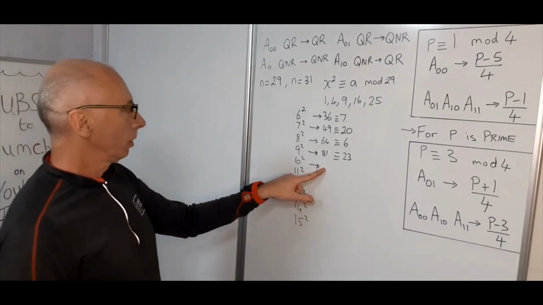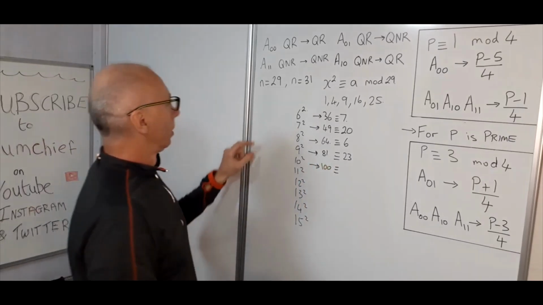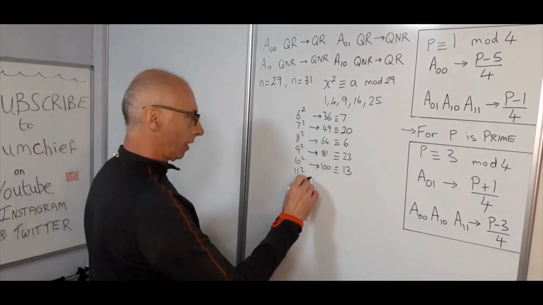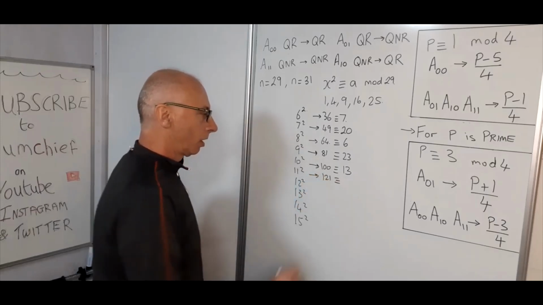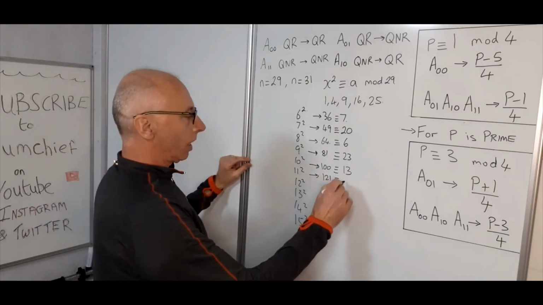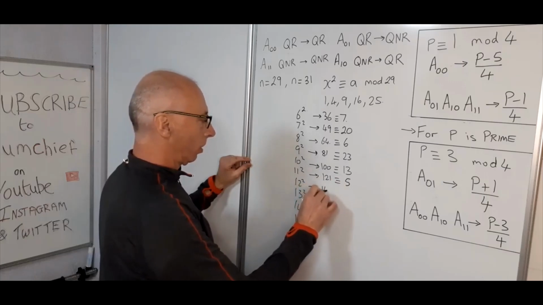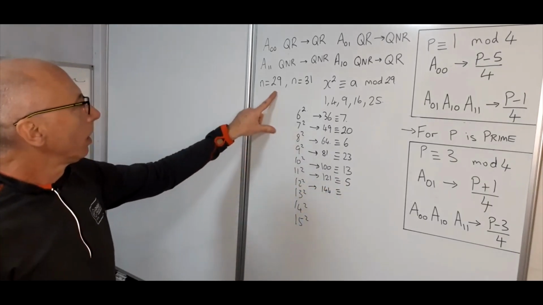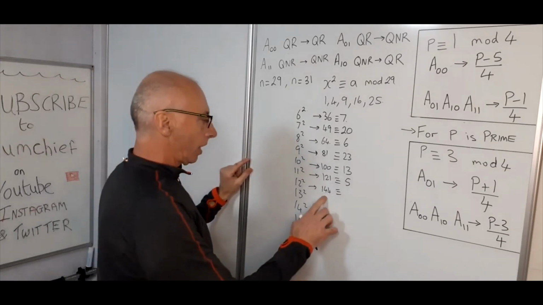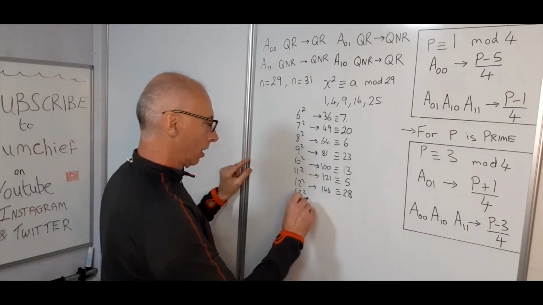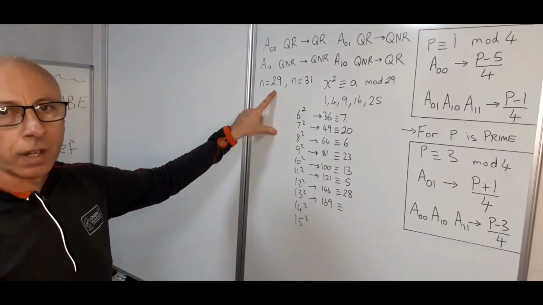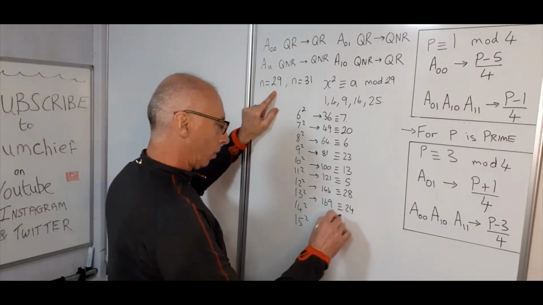10 squared, well 10 squared is 100. Modulo 29, well 87 is 3 29s, so that gives us 13, modulo 29. 121, so modulo 29 of that, lowest positive integer, 4 29s are 116, so that's going to give us a 5. 144, so 29 times 4 is 116, so that's going to give us a remainder of 28. 169, so 5 29s are 145, so that's going to give us a 24.